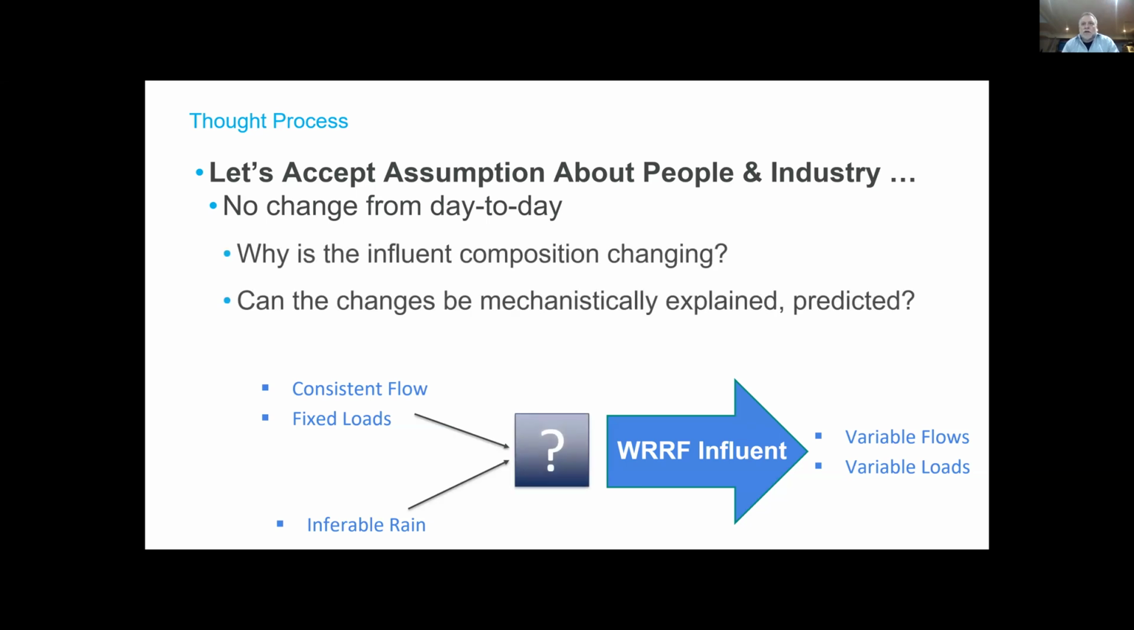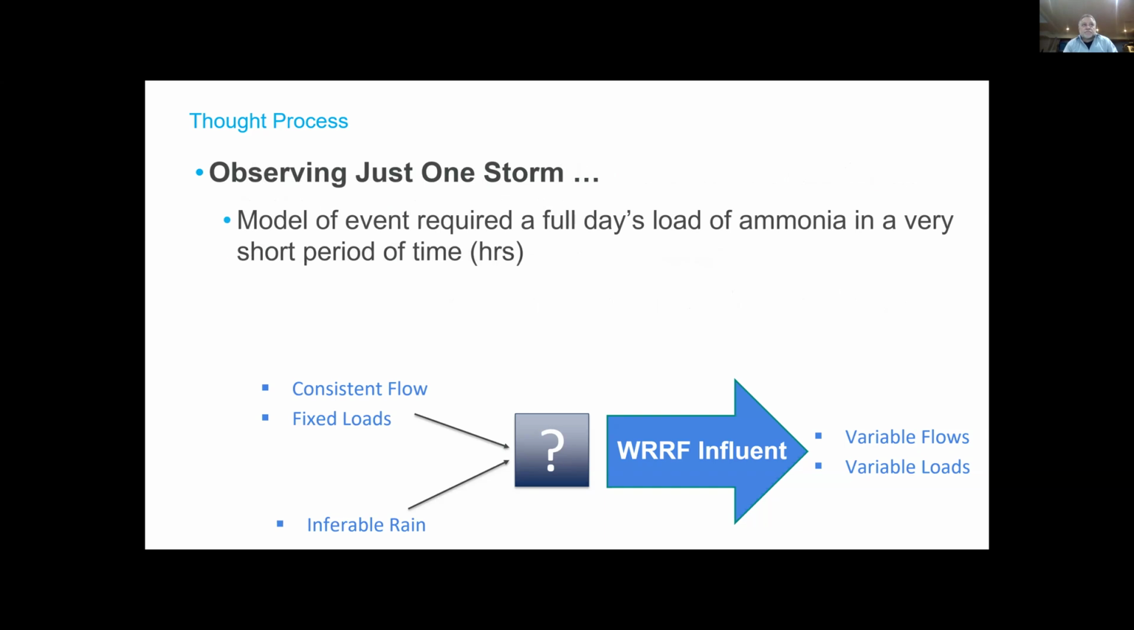So somewhere in here, we have something going on that is changing that consistency of the inputs to something variable in the output. And the question is, okay, so why or how is that influent composition changing? And can those changes be mechanistically explained or predicted? Because if those can be explained or predicted, then we can use our model to predict the future. And then that variable influent composition is now predictable, and therefore we can generate artificial storms for the future, and we can assess what we believe is going to be the loads and the real variable influent that's going to hit the treatment plant.